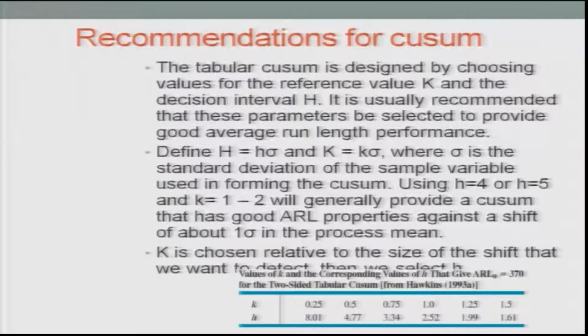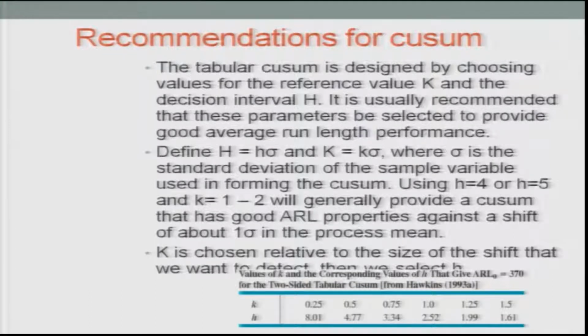will generally provide a good CUSUM that would have basically good average run length properties against a shift of about 1 sigma in the process mean. So, K is chosen relative to the size of the shift that we want to detect. So, based on that we select the value of capital K.